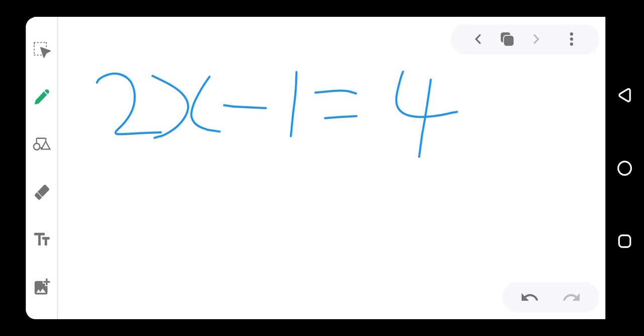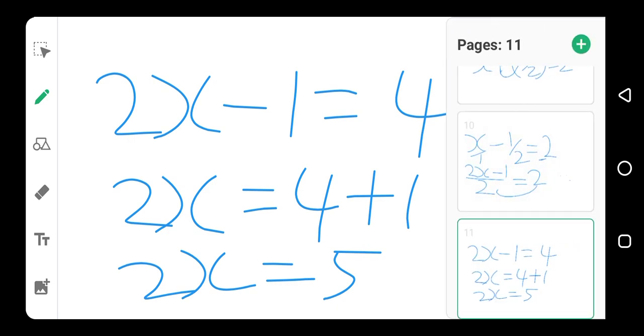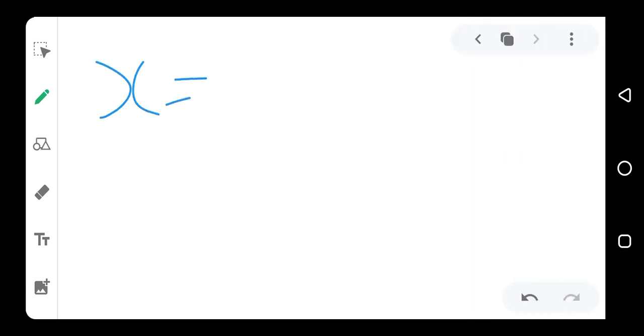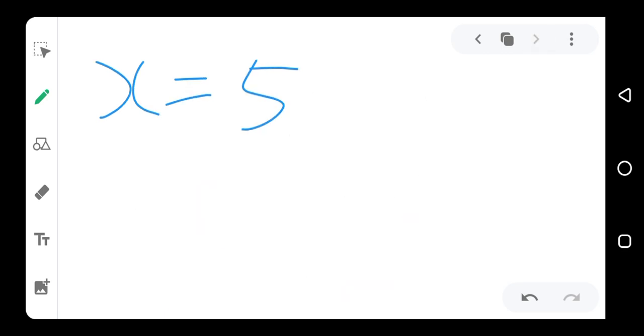Now with this, we have that 2x, if we are collecting like terms, is equal to 4 plus 1. So 2x is equal to 5. And x is equal to 5 over, this one has 2, so we divide by 2, 5 over 2. x is equal to 5 over 2.